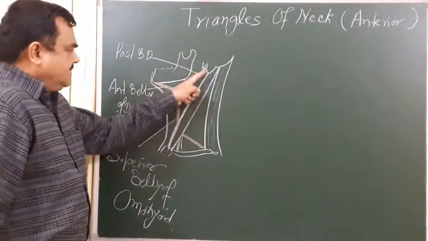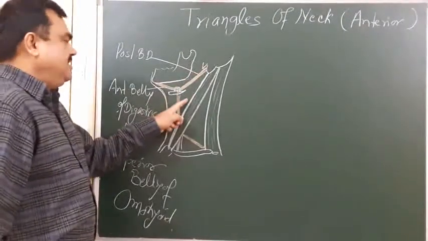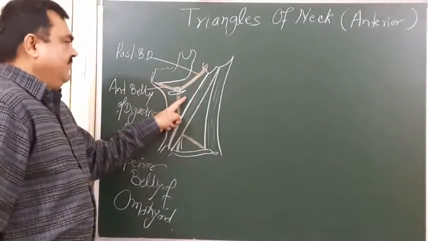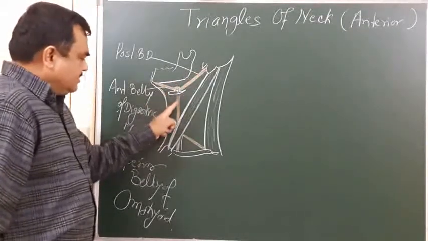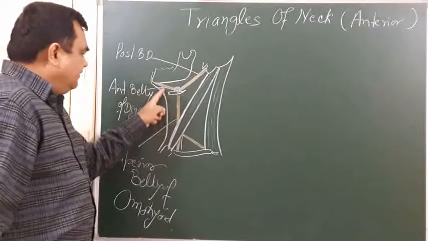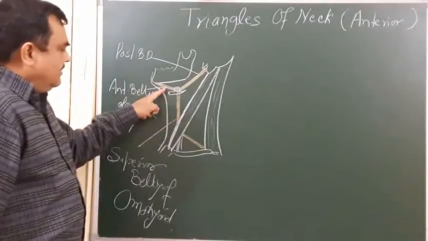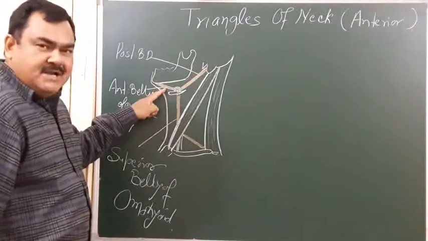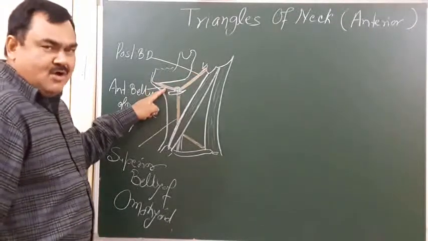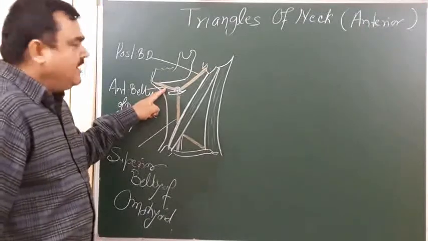So you can see this is the anterior triangle. It is divided into 3 triangles. This is the carotid triangle. This is the digastric triangle. Here is the muscular triangle, and this triangle is here. This is the submental triangle. So now we will discuss the submental triangle.